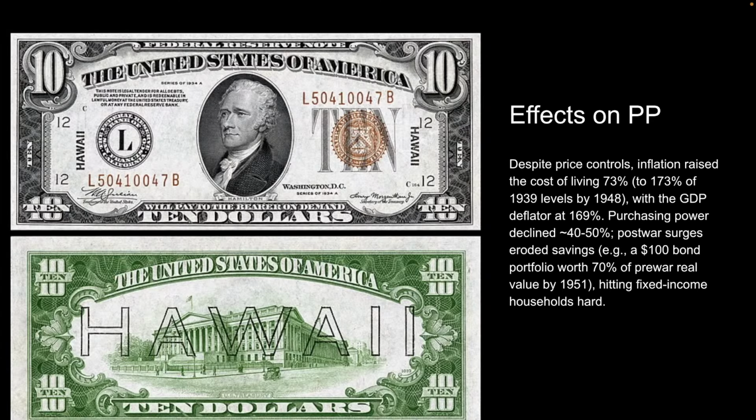Effects on purchasing power. Despite price controls, inflation rose, cost of living up 73% to 173% of 1939 levels by 1948. With the GDP deflator at 169%, purchasing power declined 40 to 50%. Post-war surges eroded savings. A $100 bond portfolio was worth 70% of pre-war real value, hitting fixed income households hard.